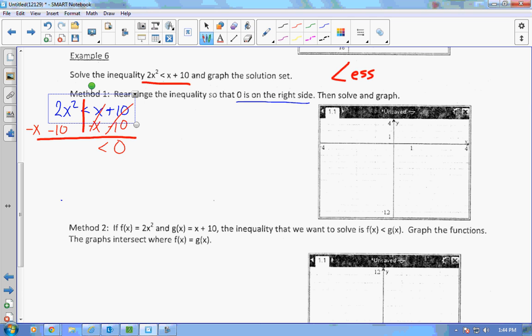And I'm going to write it in standard form. My quadratic term first, then my linear term, and then my constant. Whoa. Quadratic is the x squared. The linear is x to the first. Constant has no x's. Good, good, because you're already in good practice.